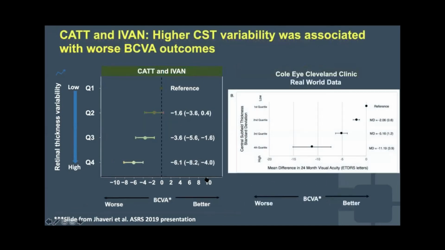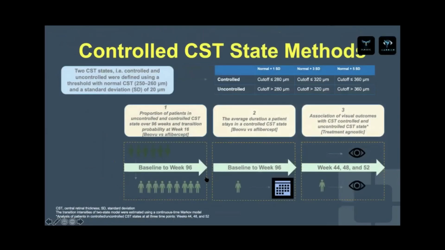And we actually did our own study at Cleveland Clinic, which showed the same, which is that with increases in variability, you had massive differences in the final visual outcome in those patients who had the highest quartile of standard deviation of fluid over time in comparison to those patients who did not, by almost 12 letters of vision, so almost 2.5 lines.